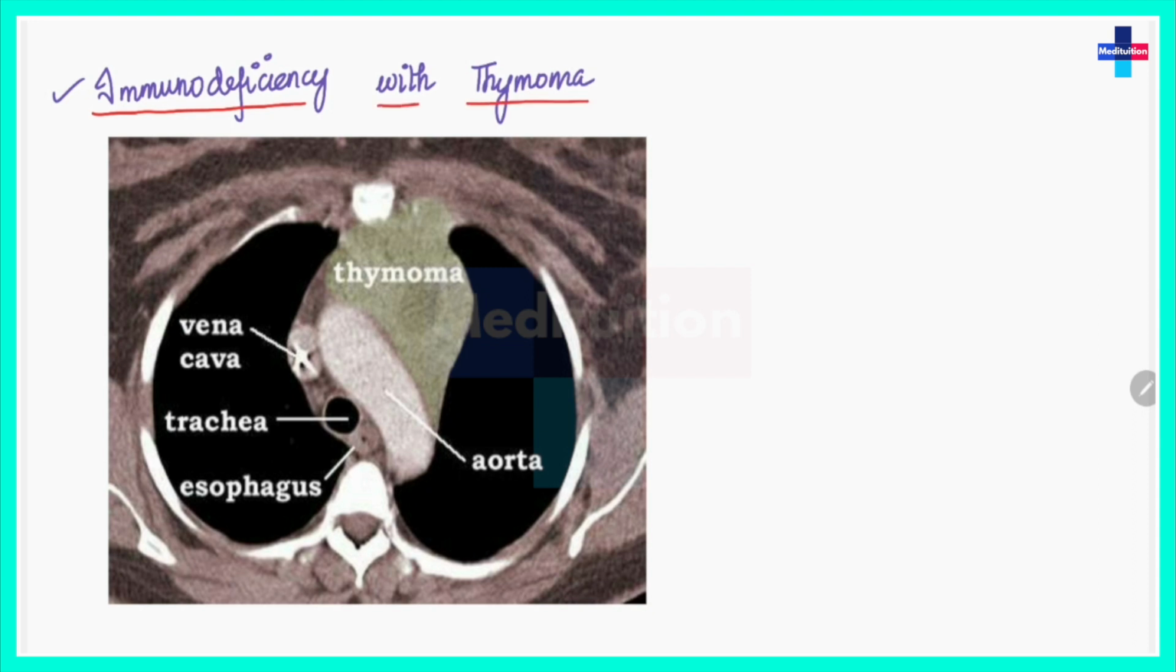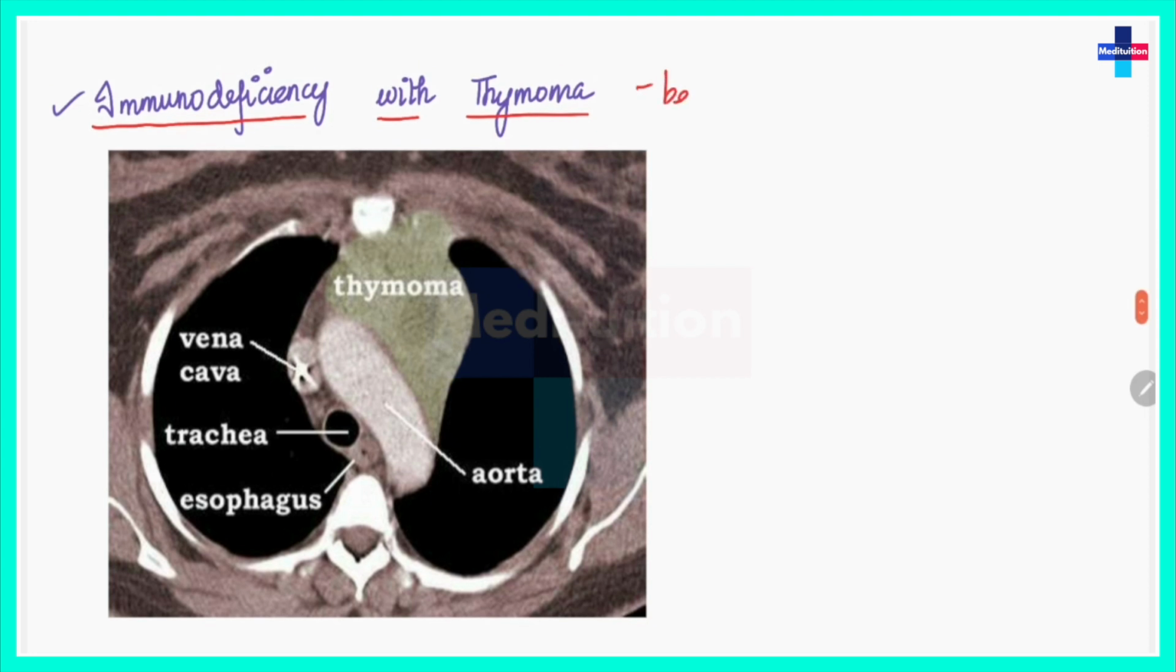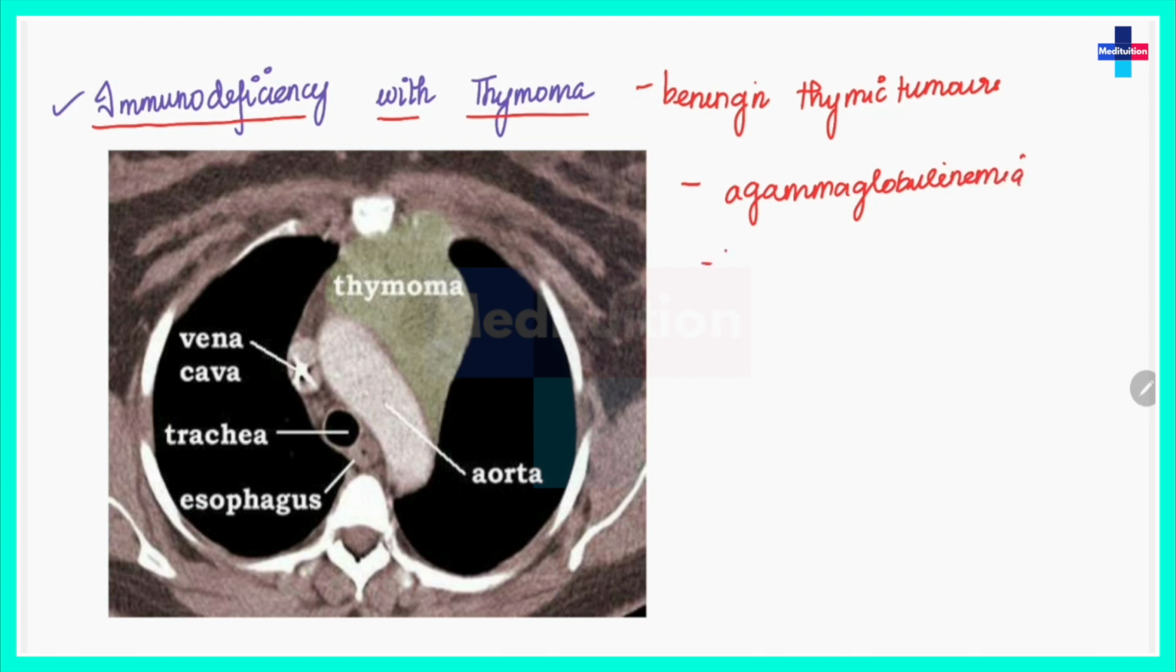So thymoma is nothing but a benign thymic tumor. So this benign thymic tumor usually occurs in adults. So because of this tumor, there is going to be an impaired cell-mediated immunity, and there is going to be agammaglobulinemia. And this disorder is usually associated with aplastic anemia, and this is a very rare disorder, and it is also called Good syndrome.